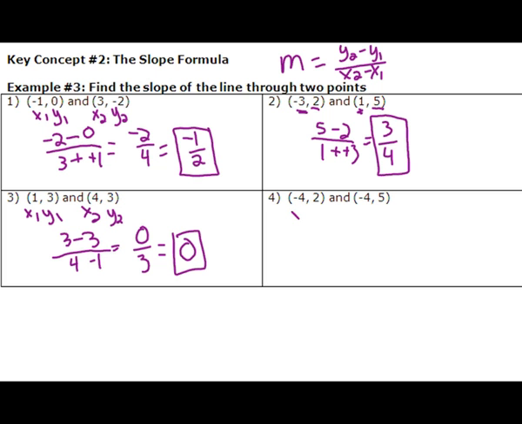Number 4, here's my x1, y1, my x2, y2. So I have 5 minus 2 on top. On the bottom, I have negative 4 minus negative 4. 5 minus 2 is 3. Negative 4 minus negative 4 is actually negative 4 plus 4, which is 0. Now, 3 divided by 0 is not 0. Whenever you have 0 on the bottom, we call this undefined.